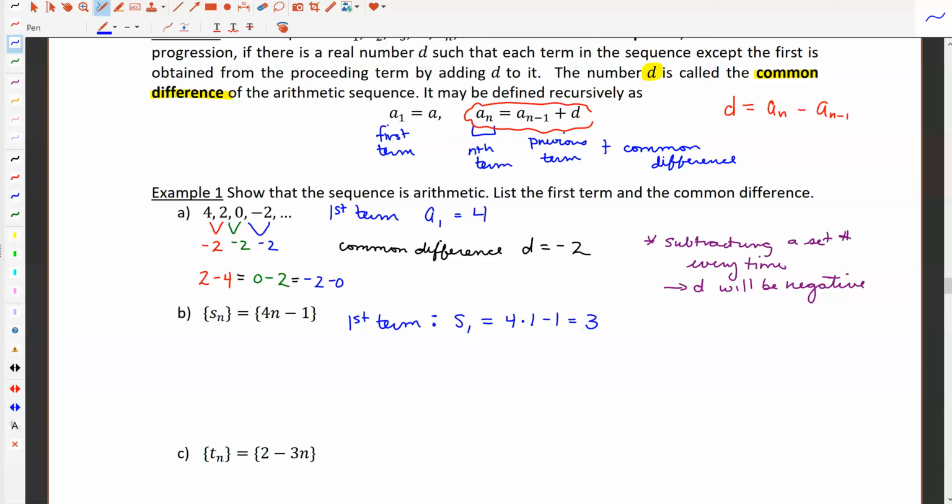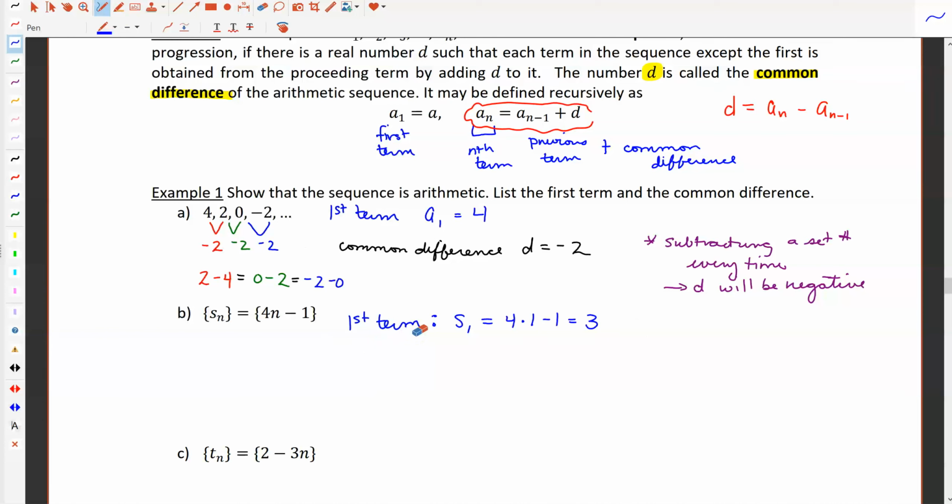Now, to find that common difference, you could find the second term, S sub 2, figure out what that number is, and then subtract these values over here. That will tell us the common difference, but for this problem, because we are given the formula, we want to find this true. That's going to be true in general.